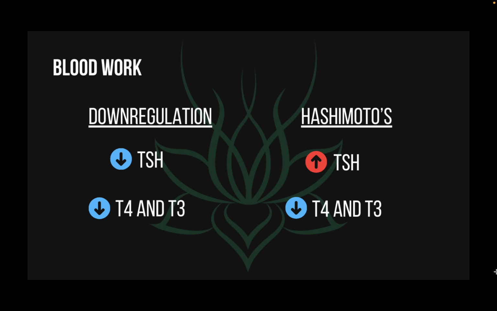In a downregulated or functional hypothyroid, due to inflammation and stress, without autoimmunity, the stress and inflammation are going to tell the pituitary to slow down because the body is in a chronic stress state. It needs to conserve energy like it's starving. And so it produces lower amounts of TSH, which leads to lower amounts of T3 and T4.